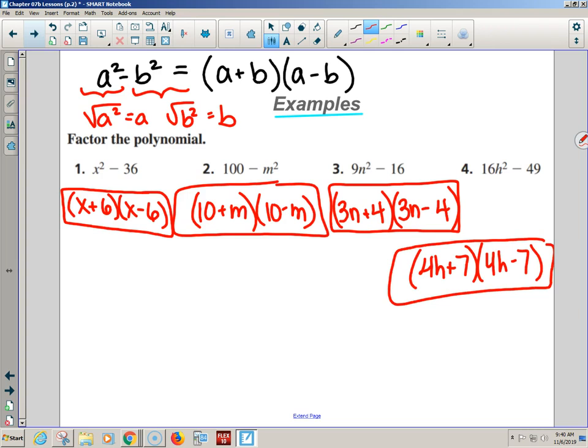You know what might really help for these is reviewing all of your squares. 1 squared is 1, 2 squared is 4, 3 squared is 9, 4 squared is 16. That way when you go backwards, it'll be a little bit faster.